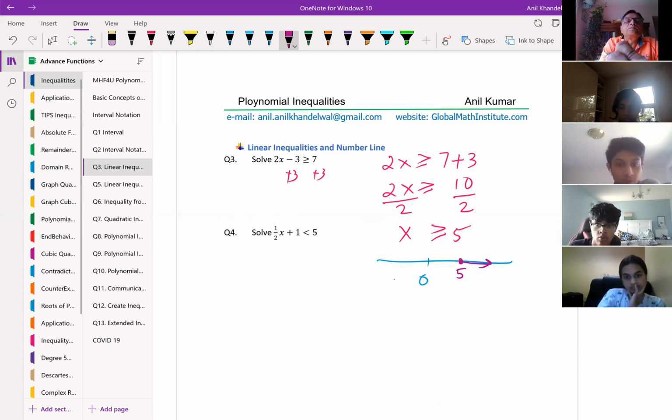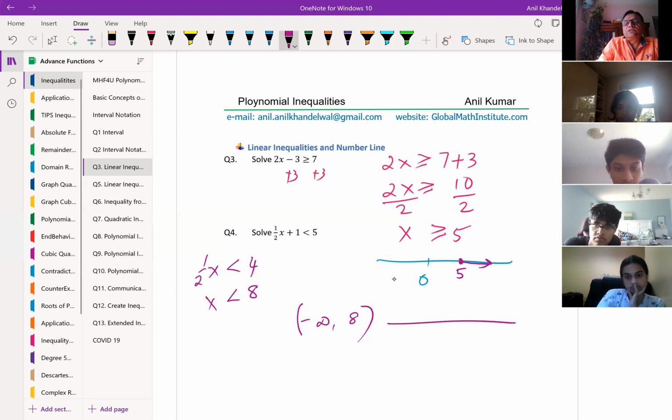How will you do the next one? So you would move 1 to the other side, so it'd be half x is less than 4. And then you multiply 4 by 2, so 8. Correct. Is that clear? So you can write this as from minus infinity to 8, correct? But if the question is to write on the number line, from 8, we'll go like this. Is that okay?